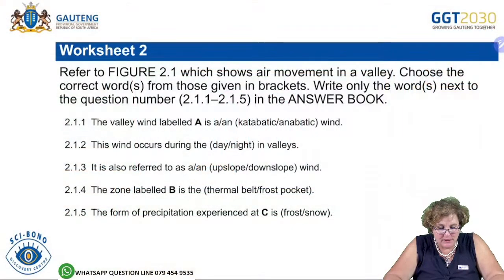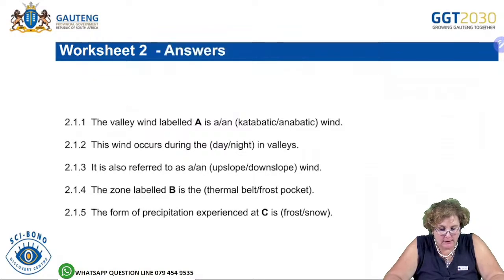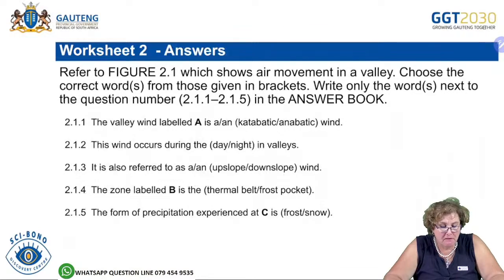Good day, grade 12 learners. Zondi gave you this worksheet 2 to complete, so let's go through the answers. The valley wind labeled A, is it an anabatic or a katabatic wind? Your answer must be katabatic. The wind occurs during the day or night in a valley. The word katabatic will give you the hint. It's blowing in the night.